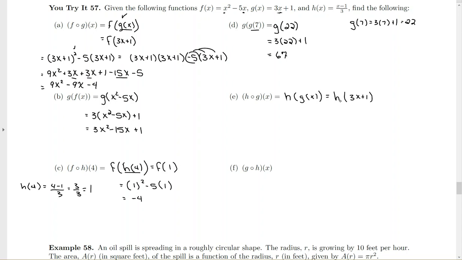All right, now go to the h function, take out its x, and put in what's in parentheses here. So I go to the h function, take out the x, and sub in 3x plus 1, minus 1, divided by 3. Simplify the numerator, so 3x plus 1 minus 1 is just 3x. And then cancel the 3's out.